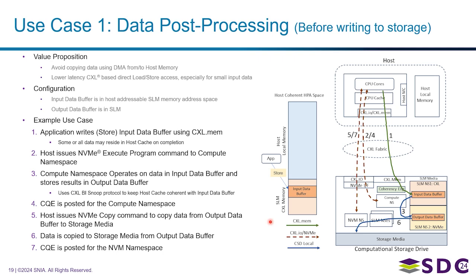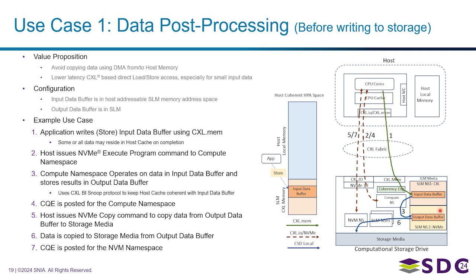In our configuration in this example, we've got an input data buffer in the host addressable SLM. That's shown here on our host physical address space, and also over here in our expanded SLM media. And then we've got an output data buffer that's just in traditional SLM, so it is not necessarily host addressable. Could it be? Yes. It doesn't need to be for this example. Each of the numbered steps over here corresponds with a number on the arrows in our picture on the right.